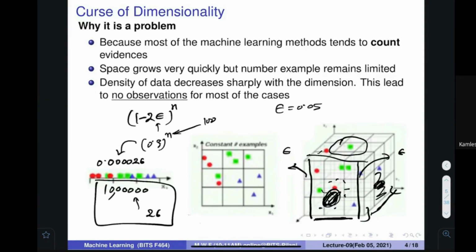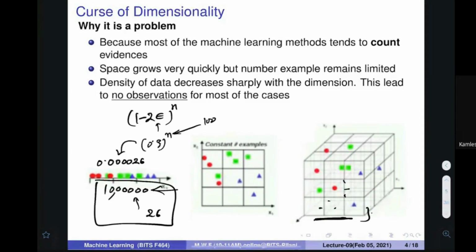So what does it mean? It means that the probability that the data is inside is 0.00026. Out of 10 lakh data items, only 26 data items would be inside. So I hope you understand this fact. Any question on that? What do I mean by this?